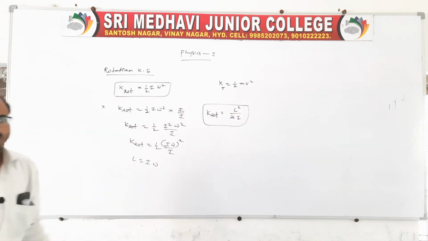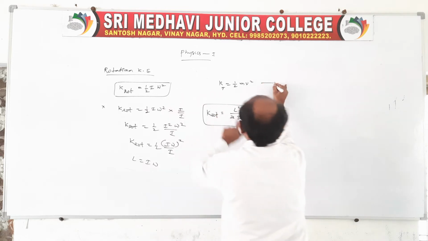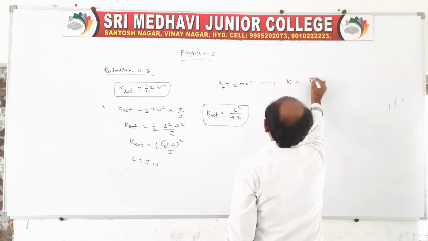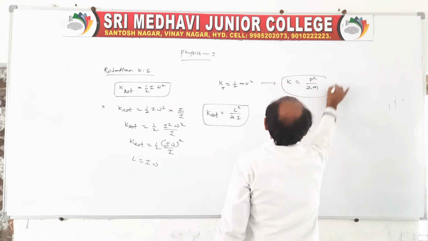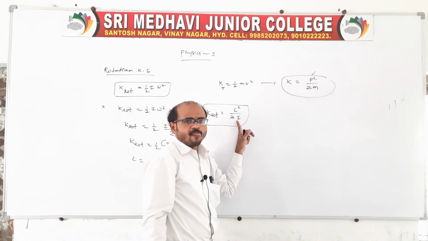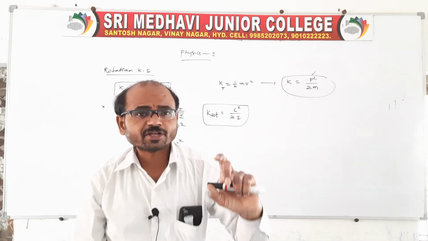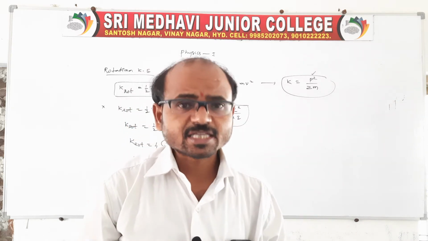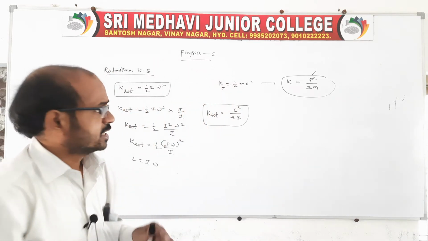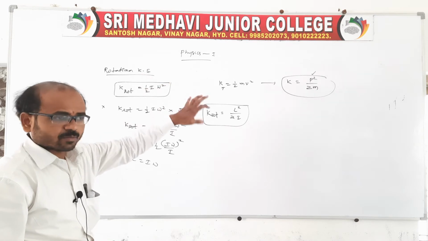This is the relation. L is nothing but the angular momentum. In case of translation also there is a relation, K is equal to P square by 2M. Here, look at the same: P you replace with L, M we replace with I. It is the rotational kinetic energy in case of rotational dynamics. There are rotational dynamics formulas also. I will give you all formulas together.